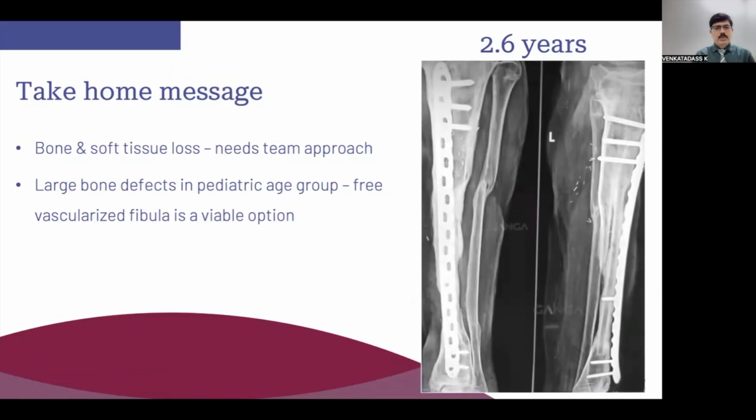And the take-home message from this patient is that bone and soft tissue loss in an infected situation needs a team approach. For large bone defects in the pediatric age group, free vascularized fibula is a viable option. Thank you very much.